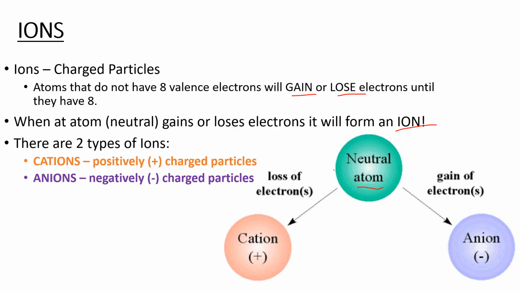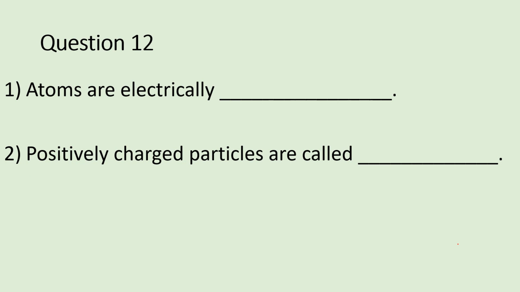They're neutral. All the other elements on the periodic table, while they're neutral, they're not happy because they don't have their 8. So when a neutral atom gains electrons, it's going to turn into an anion. When a neutral atom loses electrons, it's going to turn into a cation, a positively charged particle. Keep in mind electrons are negative, that's why it's kind of weird. So all you need to know is that neutral atoms gain or lose to form cations or anions, okay? So question number 12 in your in-class questions, I'll give you a second to take a look at that.